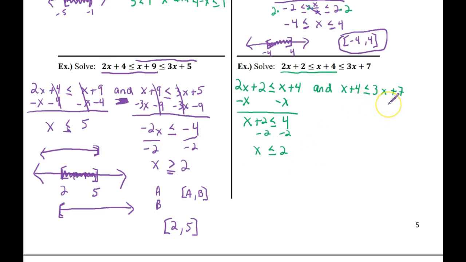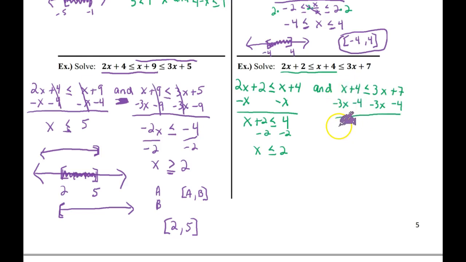I do the same thing over here. Again, I like moving my x's to the left so I can read it from left to right. It wouldn't be wrong if you did it the other way. You just have to keep track of your inequality. So if I move my x to the left, I'm going to also move my constant to the right. Let's go ahead and do it all in one step.